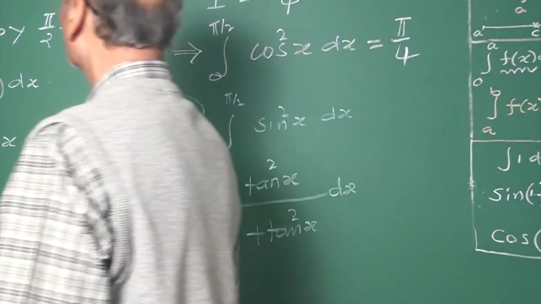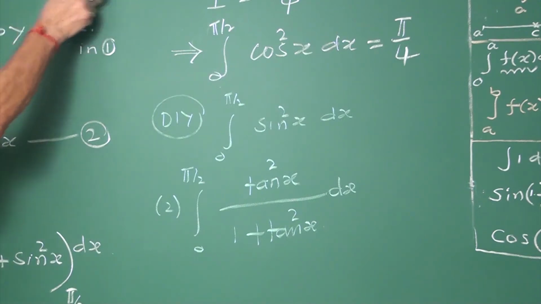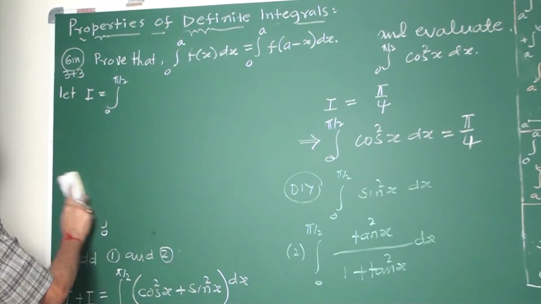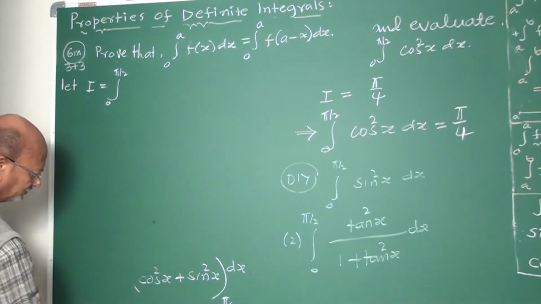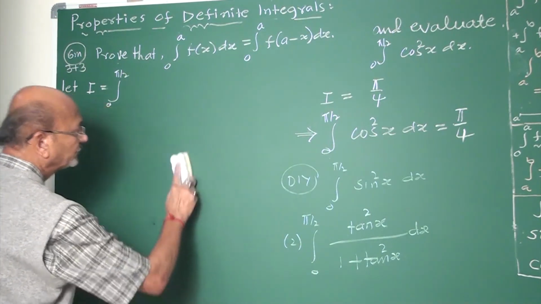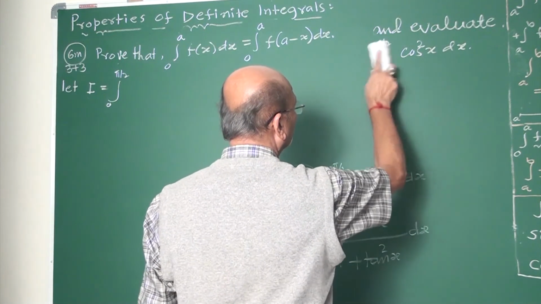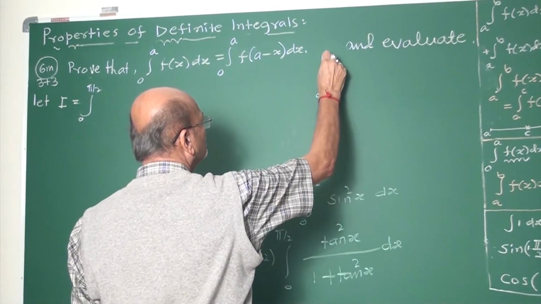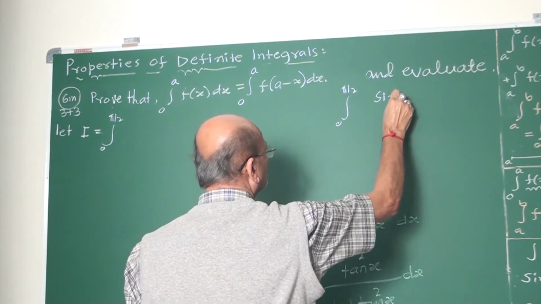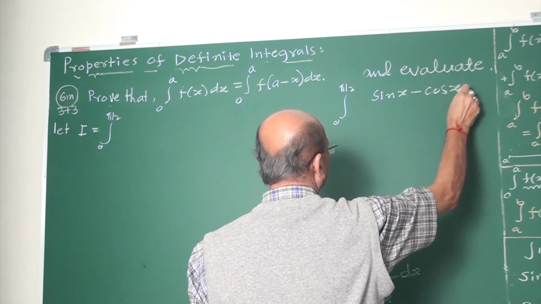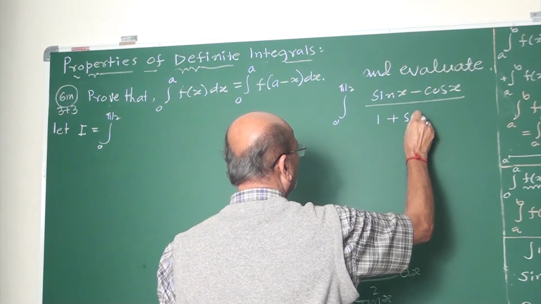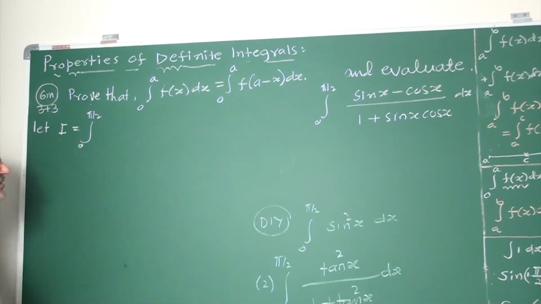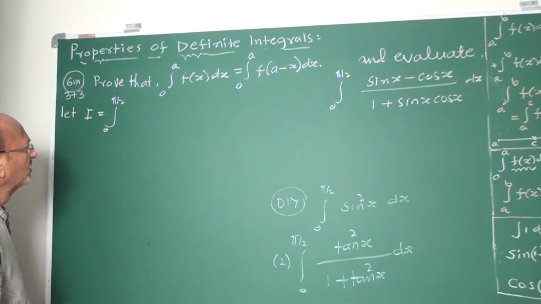Yes, friends, copy it. Yes, my friend. Same once again. Apply the above theorem and evaluate integral 0 to pi by 2 of (sine x minus cos x) upon (1 plus sine x cos x) dx. Theorem with example. See, my friends.